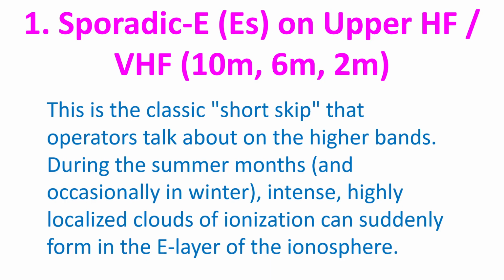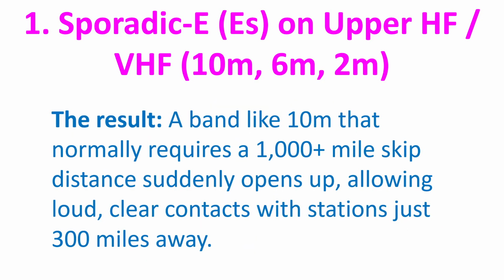During the summer months and occasionally in winter, intense, highly localized clouds of ionization can suddenly form in the E layer of the ionosphere. The result: a band like 10 meter that normally requires a 1000-plus mile skip distance suddenly opens up, allowing loud, clear contacts with stations just 300 miles away.